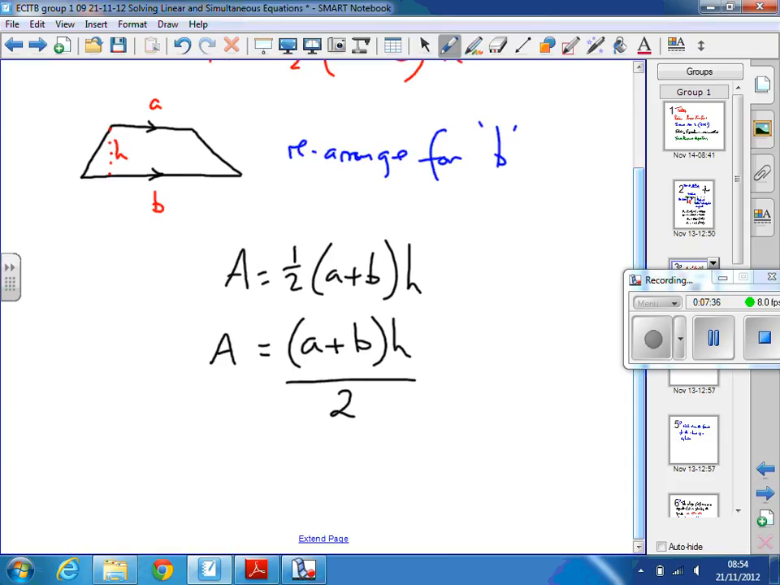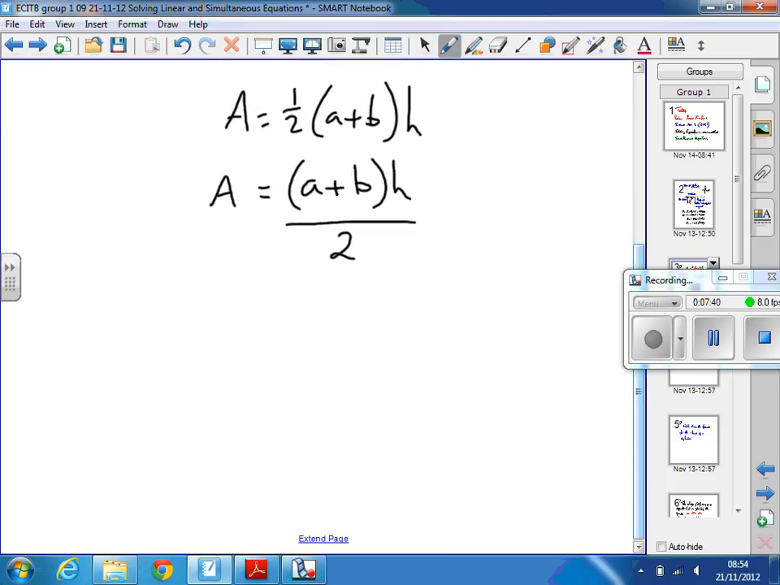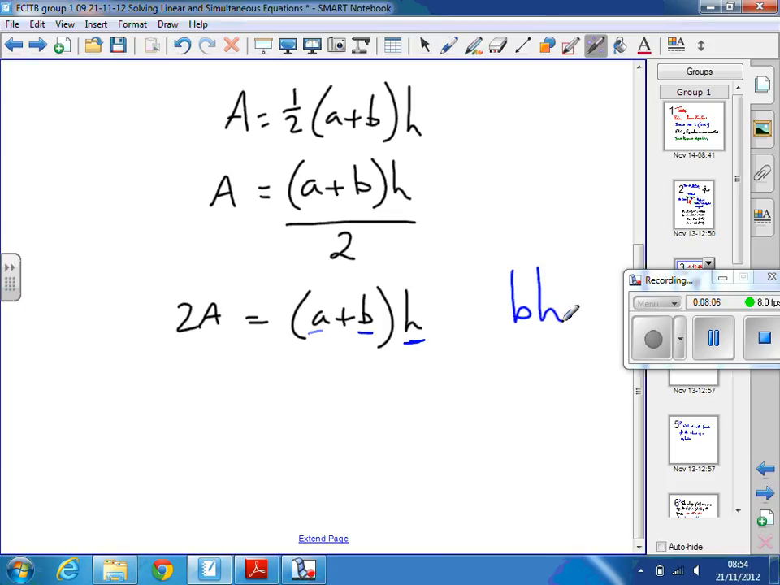I would multiply both sides by 2 to get rid of that denominator on the right hand side. So that would give me 2A equals a plus b times h. Now at this stage you might be tempted to multiply out the brackets, but if I multiply out the brackets I'm going to get a times h plus b times h, and so I'm going to have some term involving bh, which doesn't really help because I'm after getting b on its own.